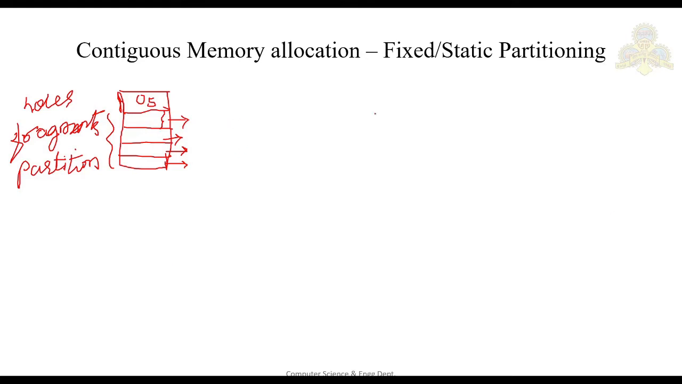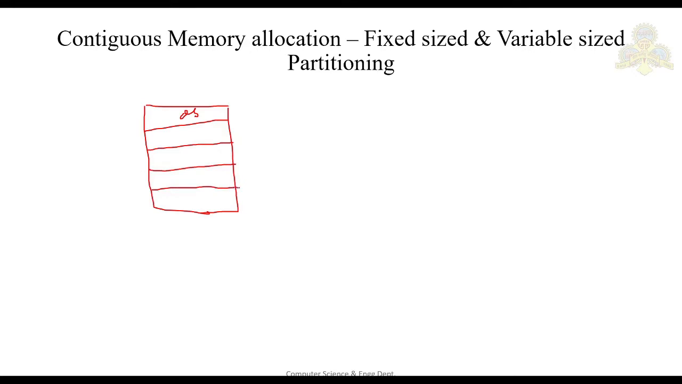Now let us talk about the two types in fixed partitioning, that is fixed sized or equal sized partitioning and variable sized partitioning. First I'll talk about fixed size partitioning. Suppose this is our main memory, and we have the operating system here. Your user process free space is divided into multiple partitions or holes. Let me say we have four partitions of the main memory wherein your process can be kept.